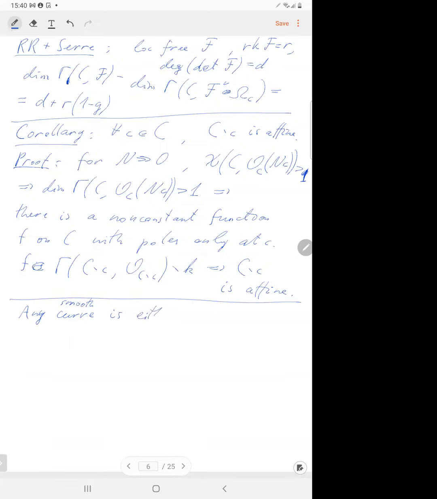So far, yeah, the Riemann-Roch theorem makes sense only for projective curves. Otherwise, the zeroth cohomology are infinite dimensional. There's no first cohomology, but the zeroth cohomology are infinite dimensional, so you cannot formulate the statement. So any smooth curve is either projective or affine.